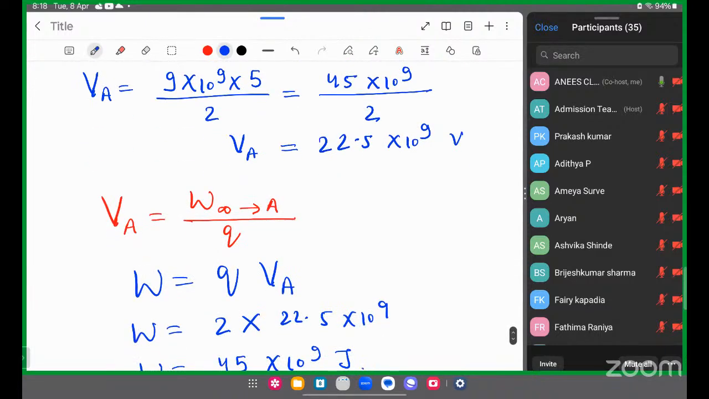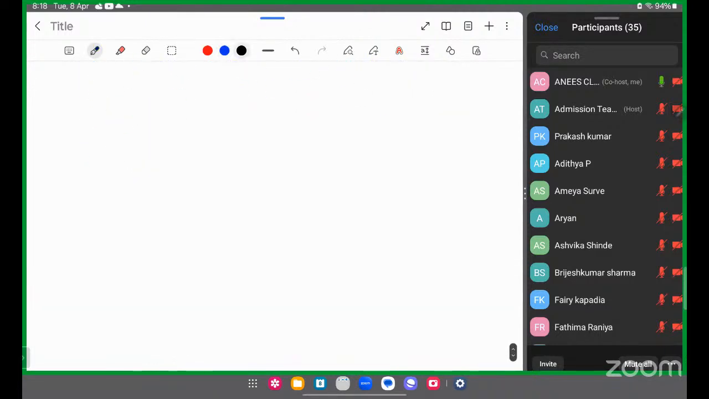Let's have one more question. And the question is like this. We have a system of 4 charges which are placed at the corner of a square.